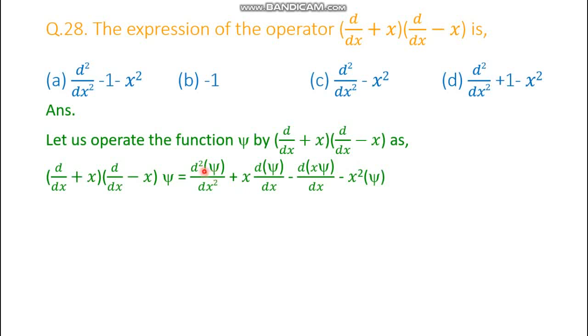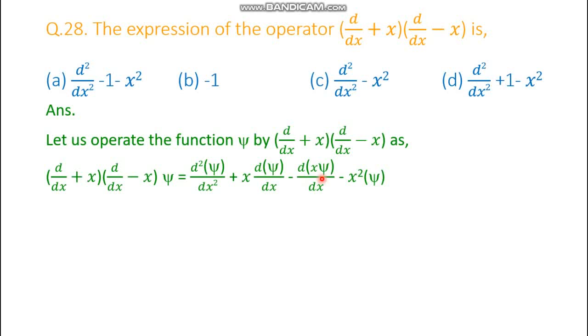Now the result, this is as usual d2psi/dx squared. This is x into dpsi/dx minus, here we have to expand this into two factors, the first one is x dpsi/dx and the second one is only minus psi, because it is actually minus psi into dx by dx.